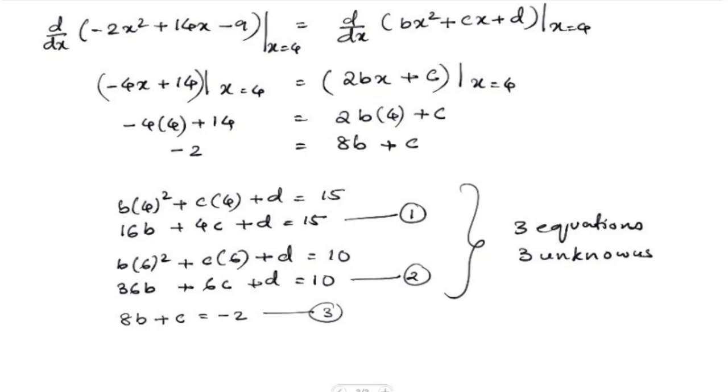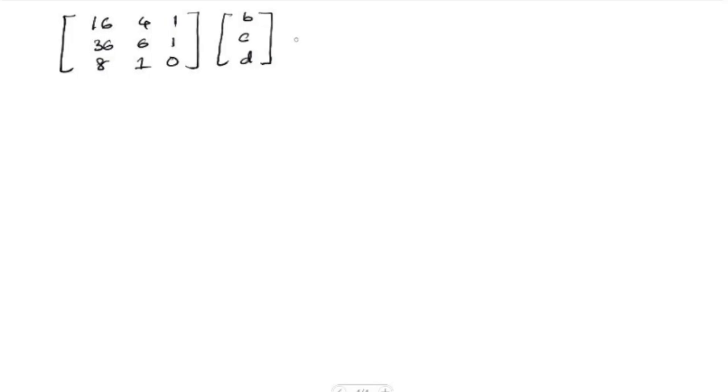now we can write them in a matrix form here. So you will have here 16, 4, 1, 36, 6, 1, and 8, 1, and 0. For the unknowns B, C, and D, it will be equal to 15, 10, minus 2, right? So I've put the linear systems into the matrices here. You know already how to do that, I hope. And then you can use any method that you know to find out the values of B, C, and D. I would just use the equations as it is.